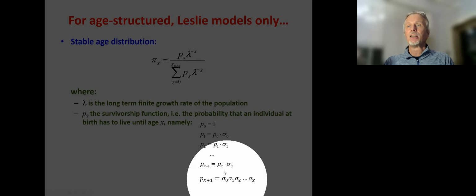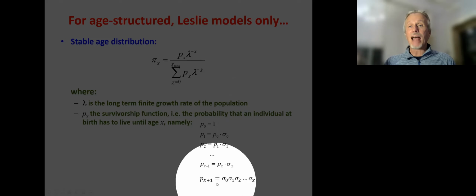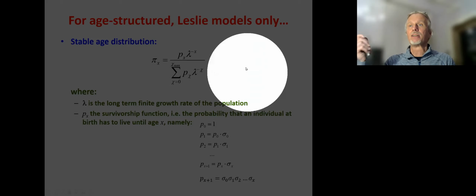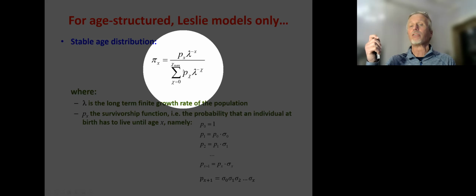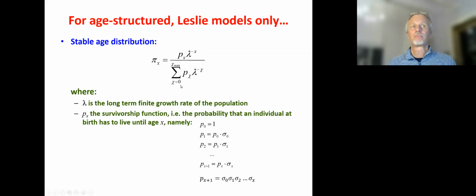So basically, this formula is derived by using information on the age-specific annual survival for our anchovies and the finite growth rate of the population. And we'll learn how to derive that. Okay.